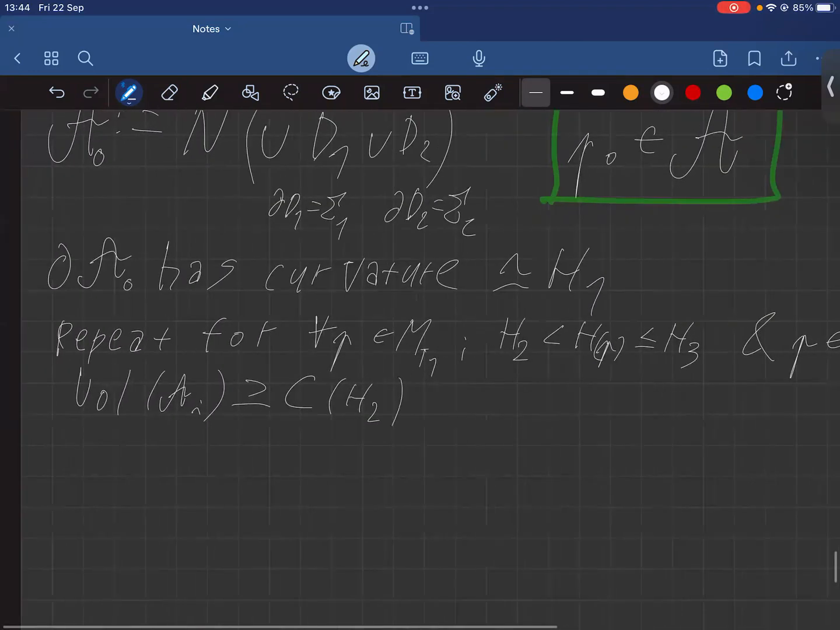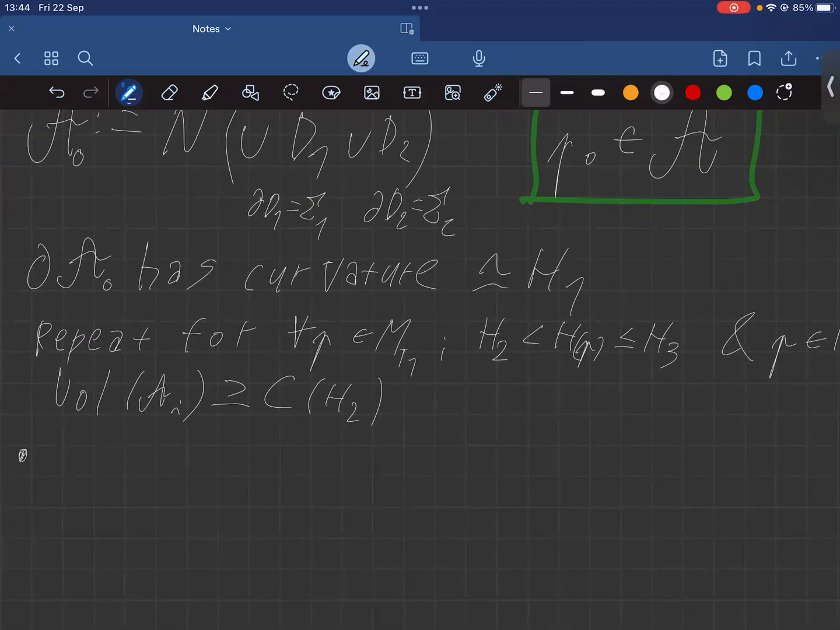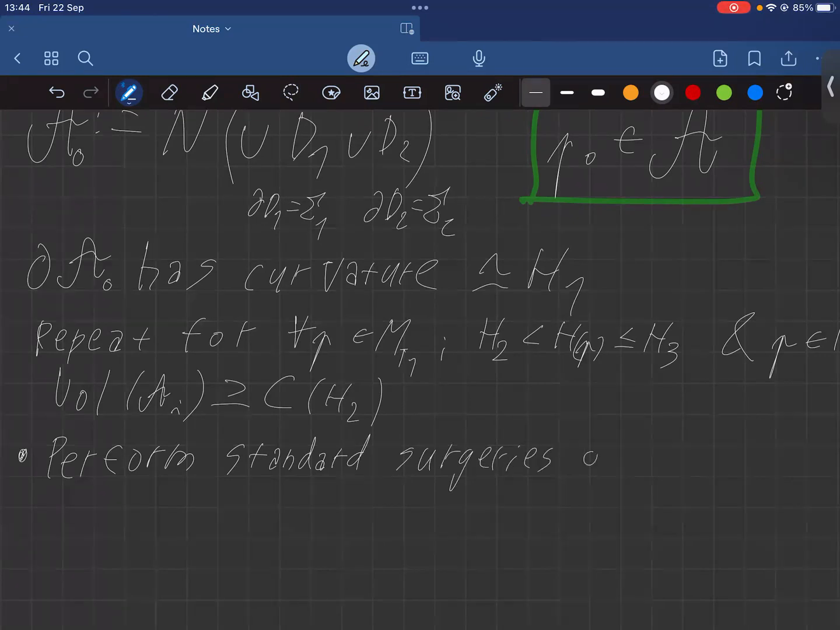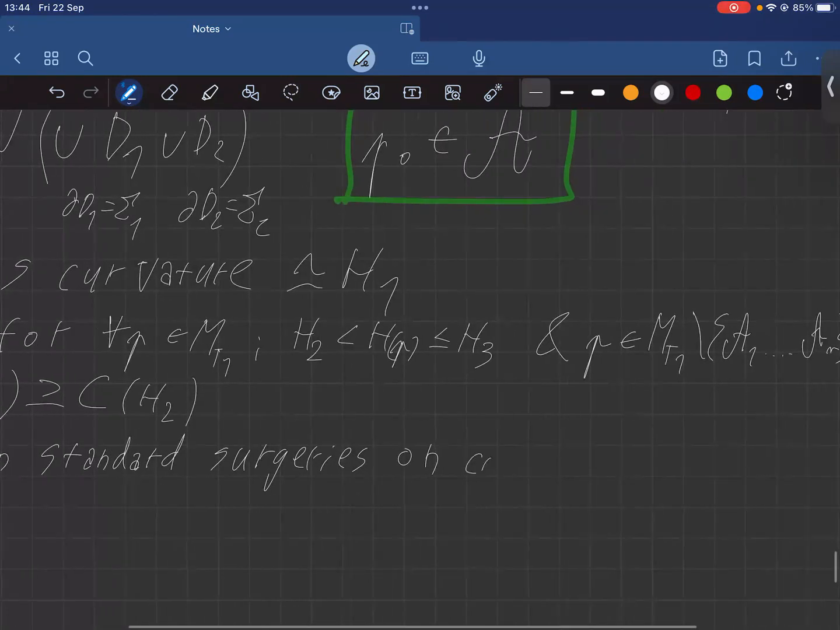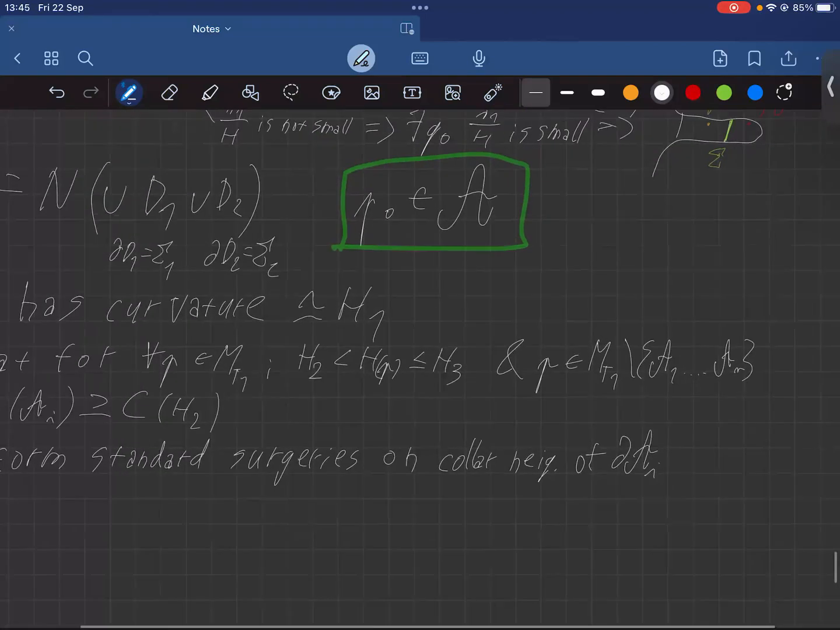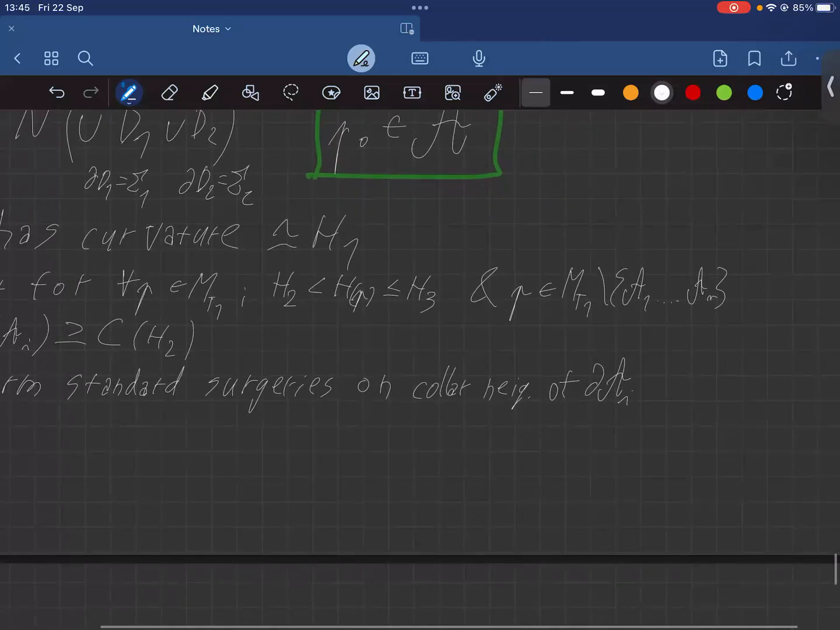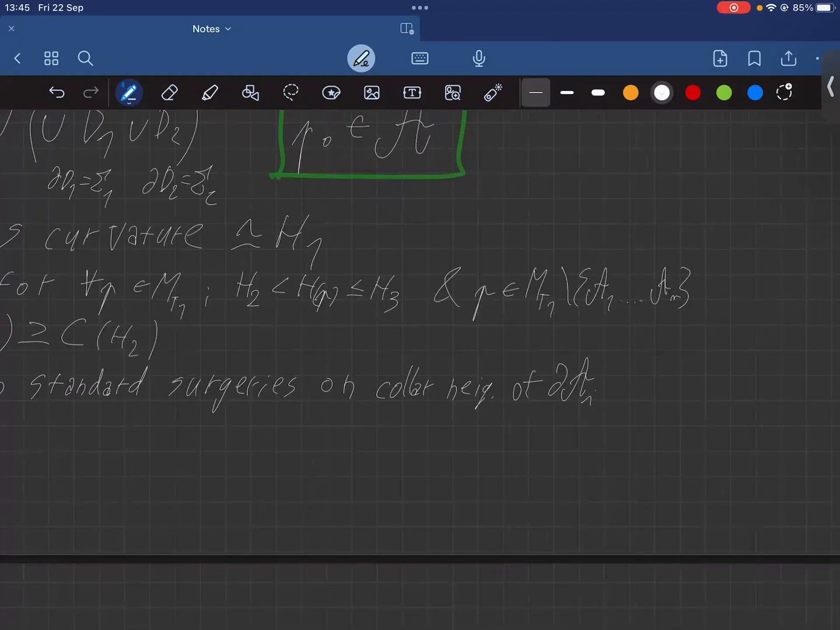So the next step is to perform standard surgeries on a collar neighborhood of delta Ai, the boundaries of the Ai. Why we are doing it on a collar neighborhood is just to ensure that there is a part of our manifold that is not going to be changed.